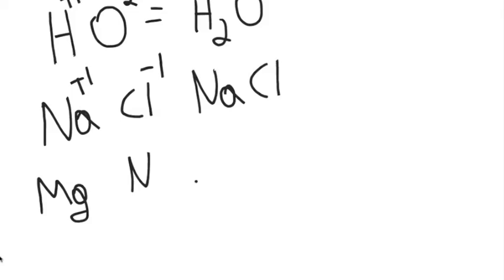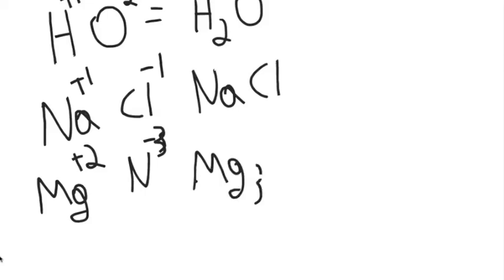Magnesium has a charge of +2. Nitrogen has a charge of -3. The greatest common factor between them is 6. So I have to multiply magnesium by 3 and nitrogen by 2. And there you have it. You just formed an ionic compound.